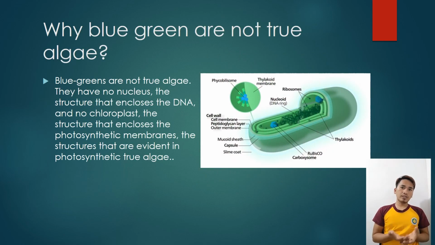Blue-greens are not true algae. They have no nucleus, the structure that encloses the DNA, and no chloroplast, the structure that encloses the photosynthetic membranes, structures that are evident in photosynthetic true algae. In fact, blue-greens are more akin to bacteria, with similar biochemical and structural characteristics.